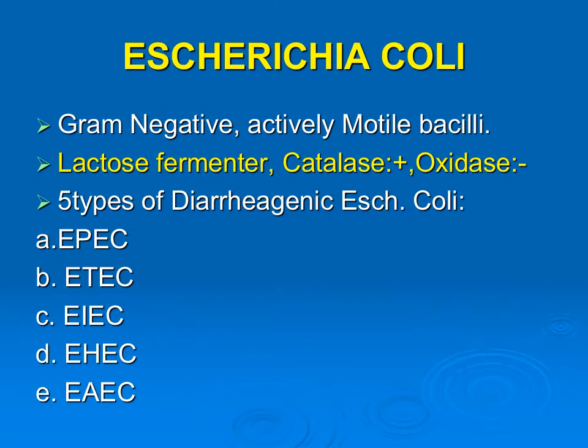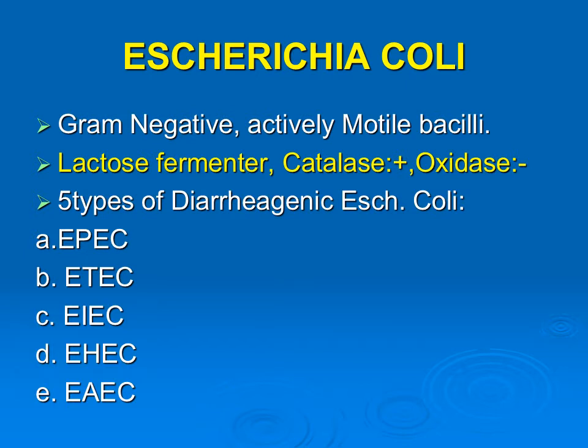Now coming to the description of the first organism under the Enterobacteriaceae, that is Escherichia coli. It includes gram-negative bacilli, actually very motile bacilli, and that is another important differentiating property between Escherichia coli and Klebsiella. Klebsiella is non-motile, Escherichia coli is motile. It is a typical lactose fermenter, catalase positive, oxidase negative.